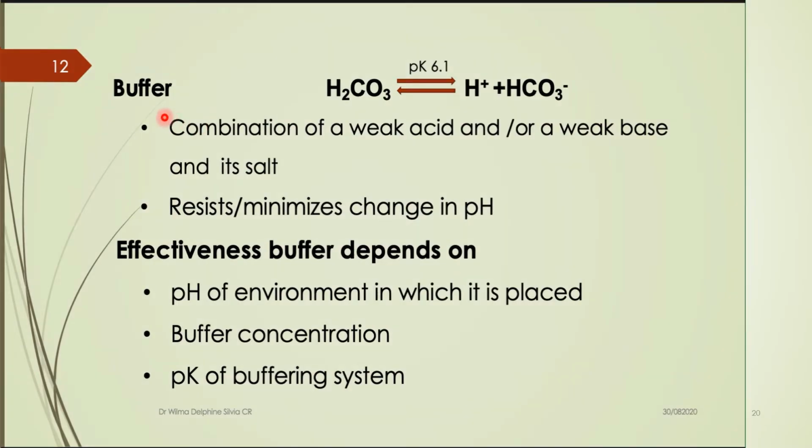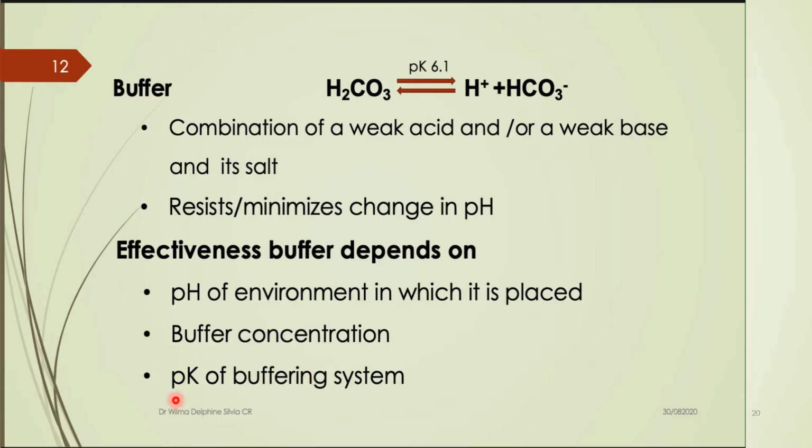What is a buffer? A buffer is a solution which consists of a combination of a weak acid and its conjugate base. This solution resists or minimizes the change of pH when an acid or a base is added to it. The effectiveness of the buffer depends on the pH of the environment in which it is placed, the buffer concentration, and also the pK of the buffering system.